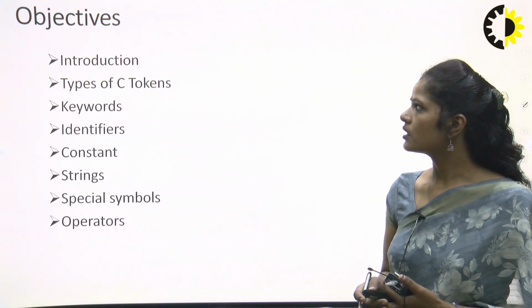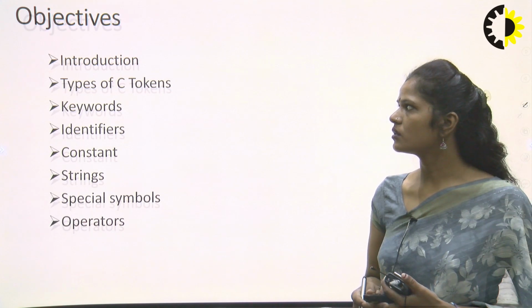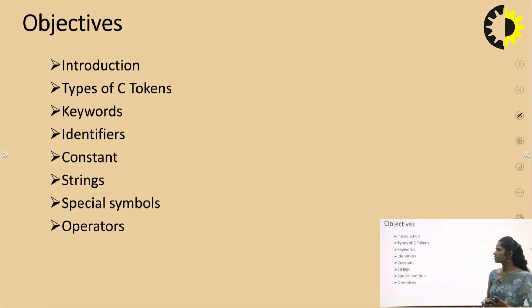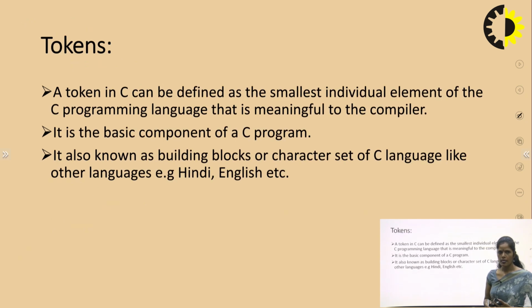Our objectives for this lecture: we will come to know what the types of tokens are, and the uses of the different kinds of tokens in the C language. So what is a token? In the C language, a token is defined as the smallest individual element. Whenever we start learning the C language, we start with the very basic unit.